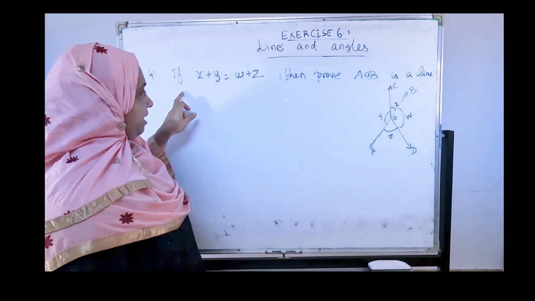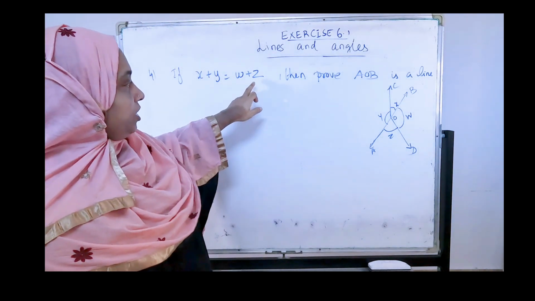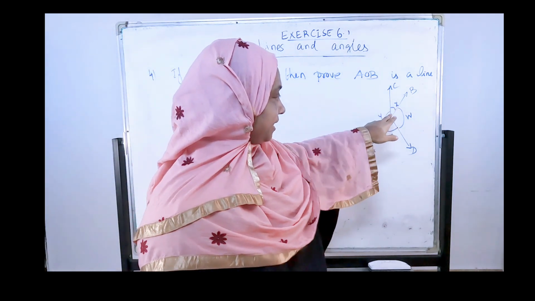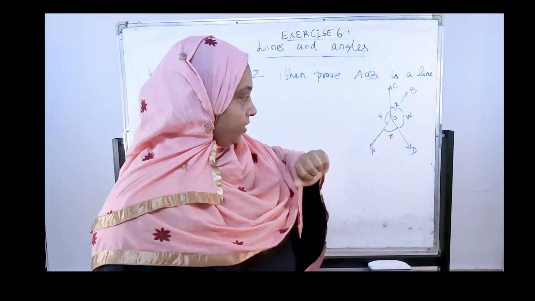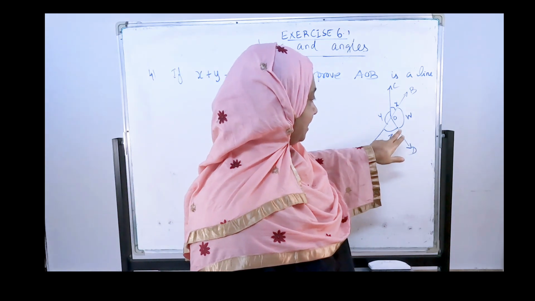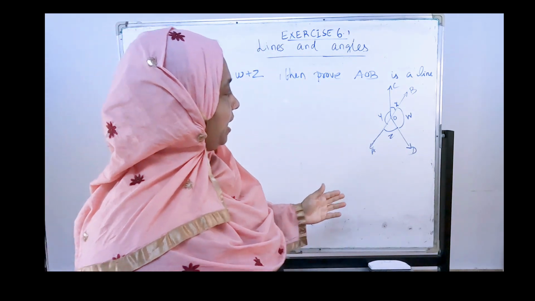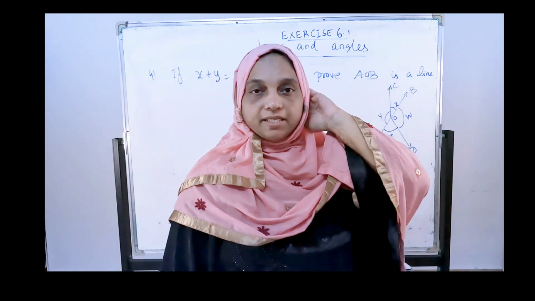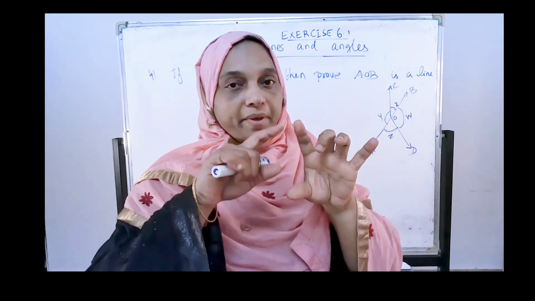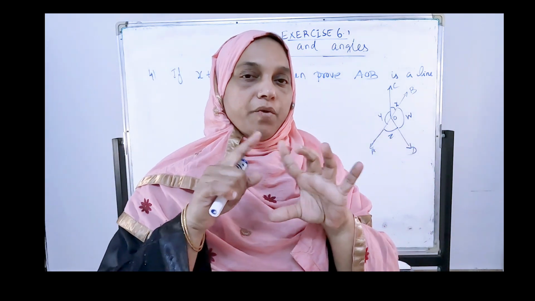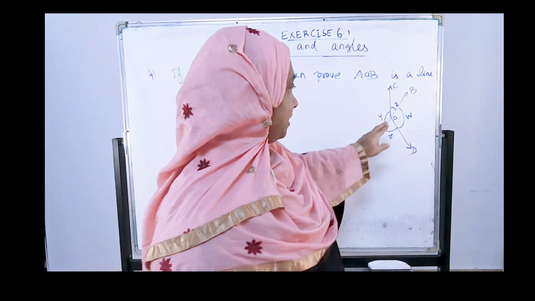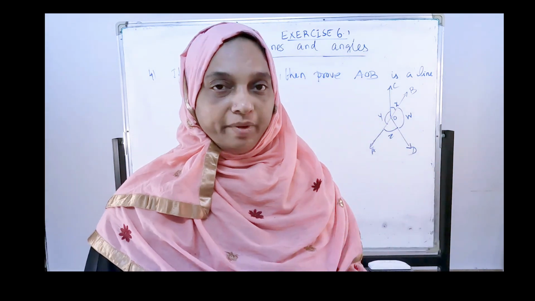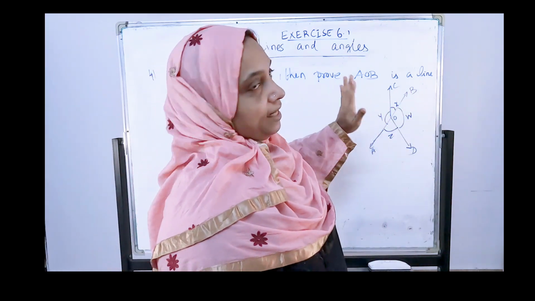In this fourth sum they given x plus y is equal to w plus z. So this x plus y, this angle is x and y. If you are adding that one, that is equal to w and z sum. Prove that AOB is a line. We want to prove AOB as a line means we have to make that angle 180 degree. If you are proving that x and y is making 180 degree, like that if you proved, then it is a line.